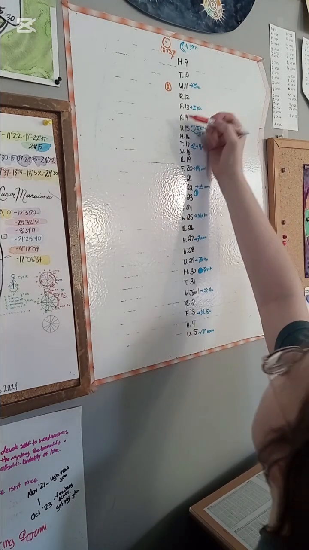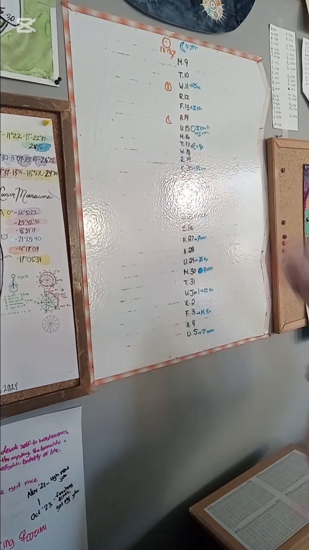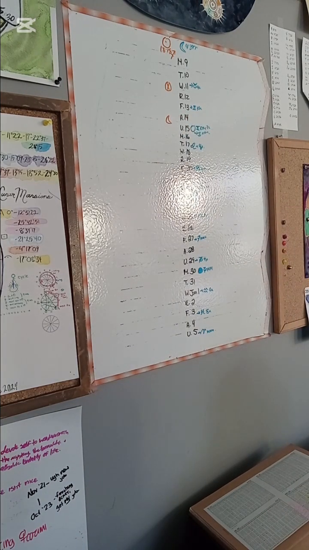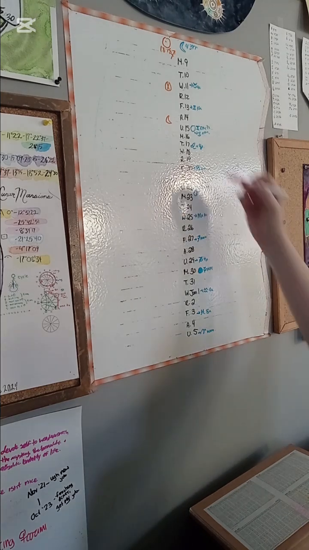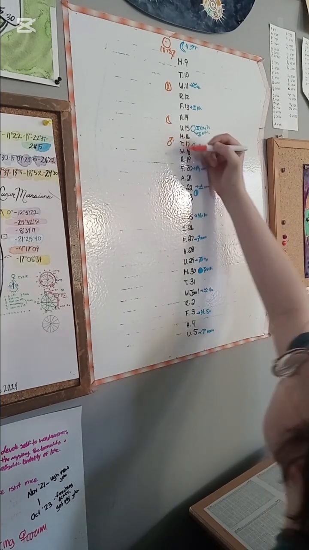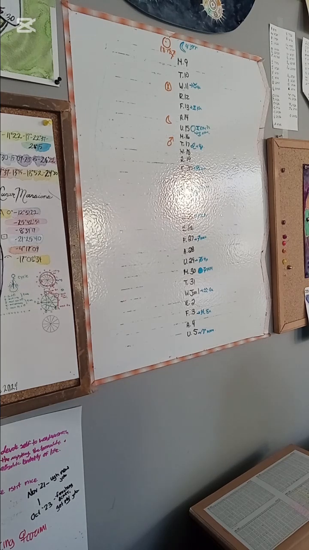Anyway, I use the color of the planet for natal transits, and then I'll use the black whiteboard marker for mundane transits and for ingresses. And then I can just glance over and see what's up.